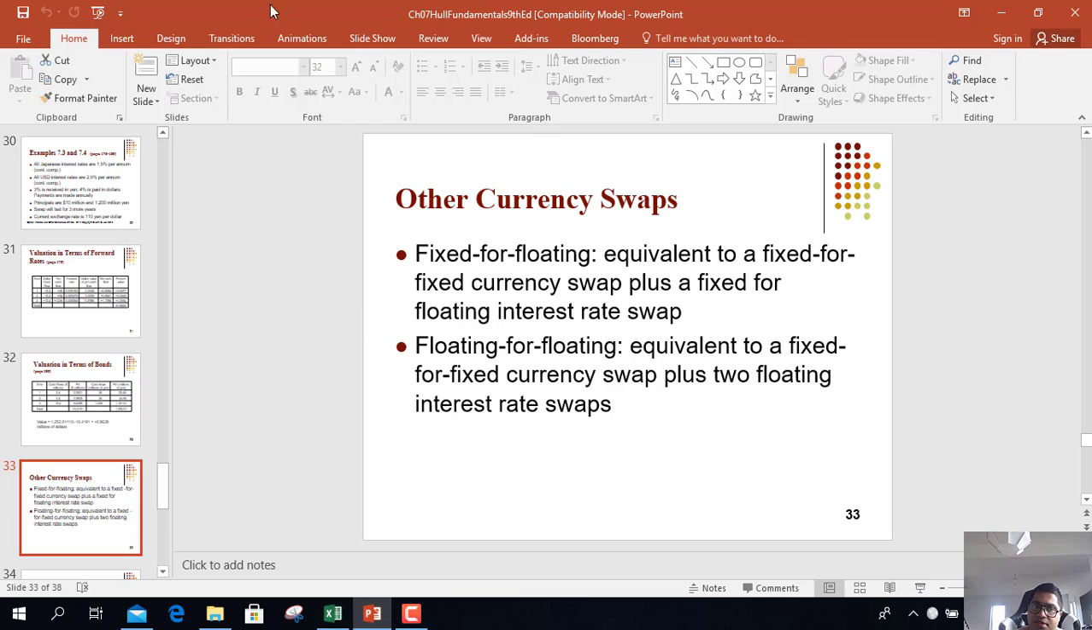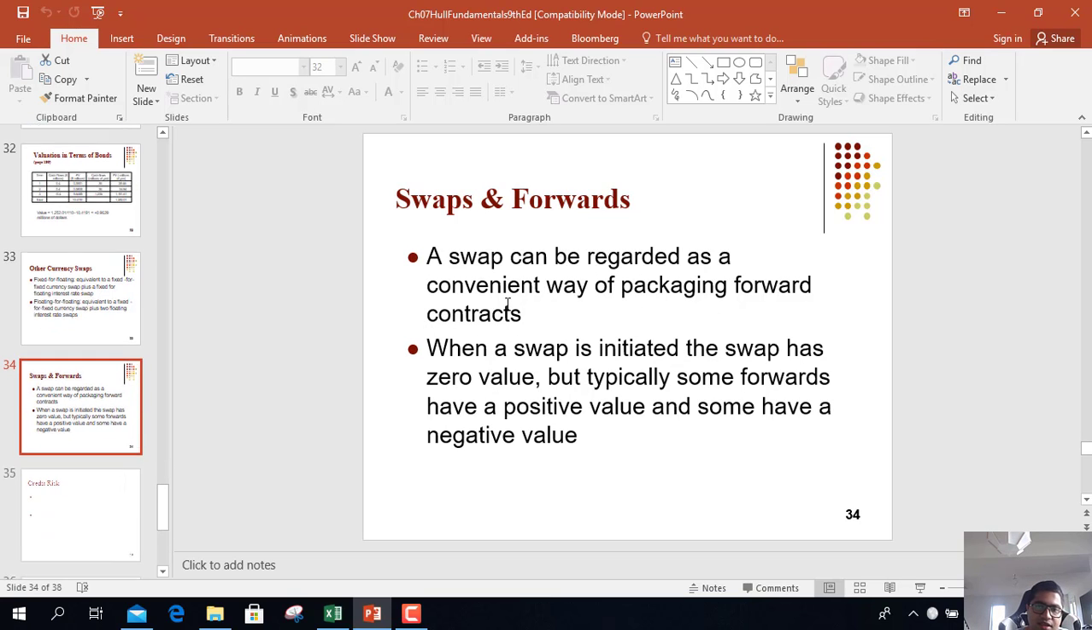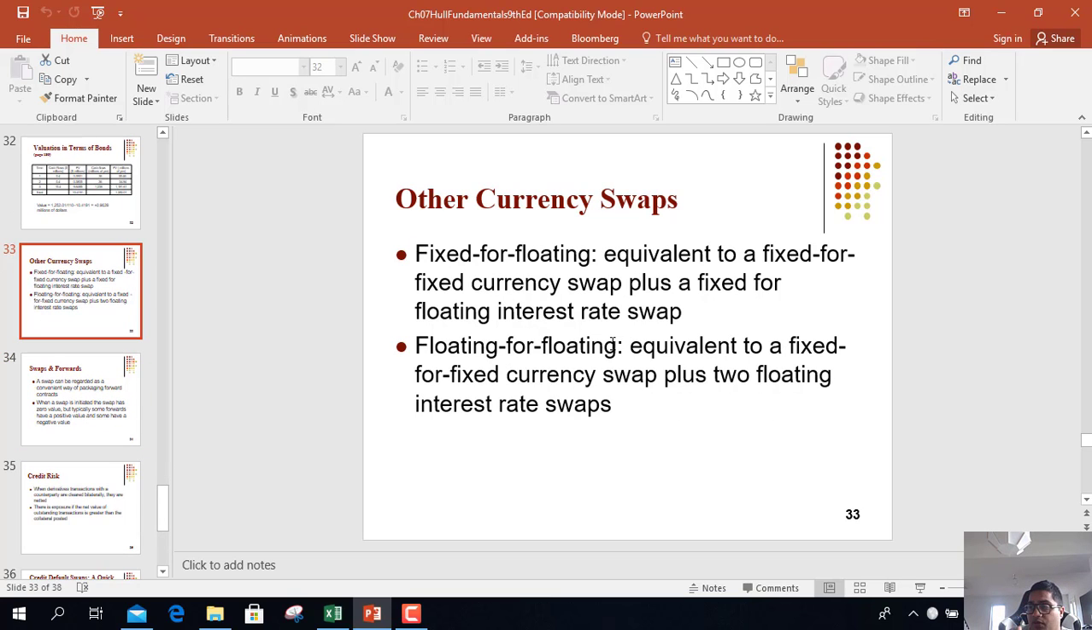There are other currency swaps. Currency swaps depend on your imagination. Financial engineering has increased the amount of swaps that are there. So there are many variations of swaps, but swap is nothing but exchanging one cash flow for other. So there are fixed for floating, equivalent to a fixed for fixed currency swap. So you get fixed rate, you convert it to floating. You get floating rate, you convert it to fixed. There is floating for floating. So floating rate on treasury can be exchanged for floating rate on, let's say, corporate bonds. So you can do floating for floating.